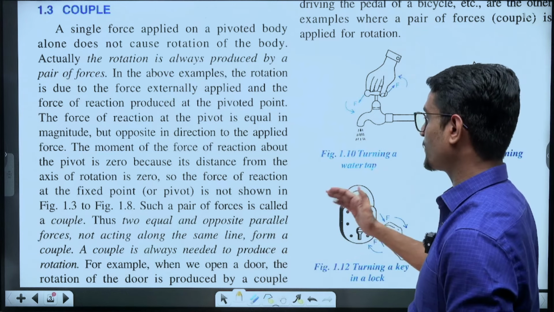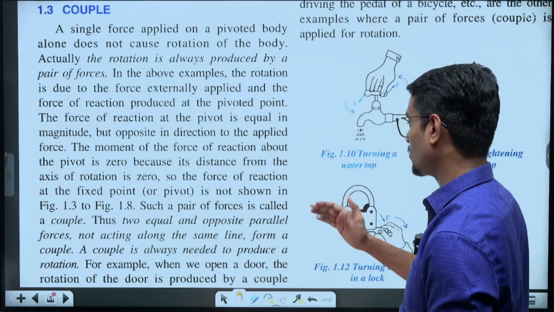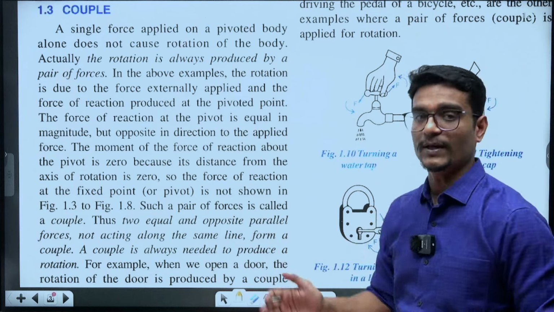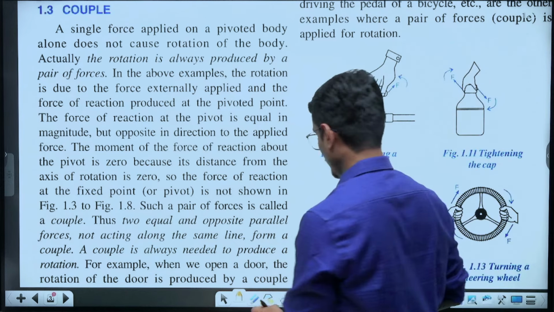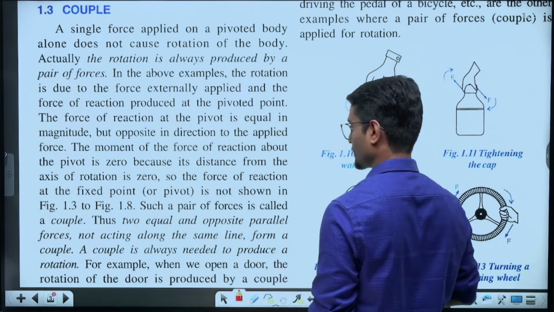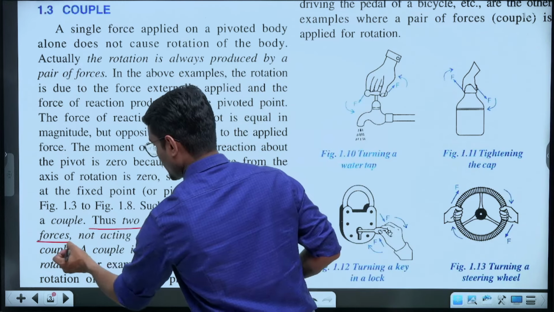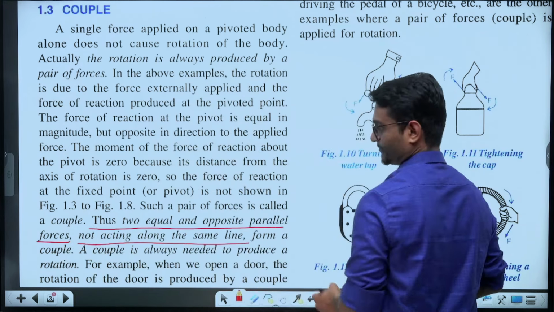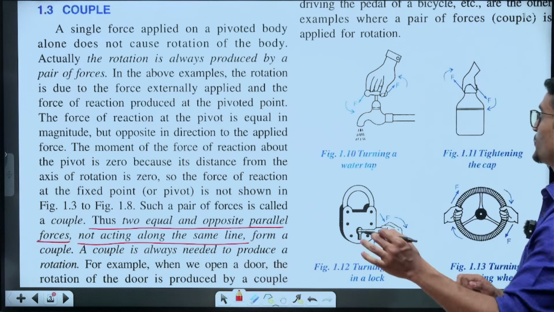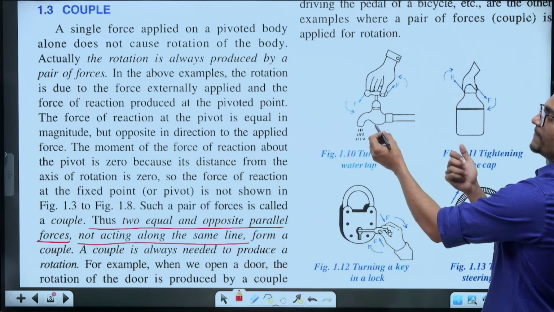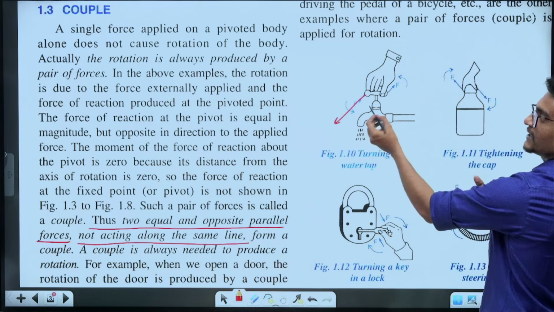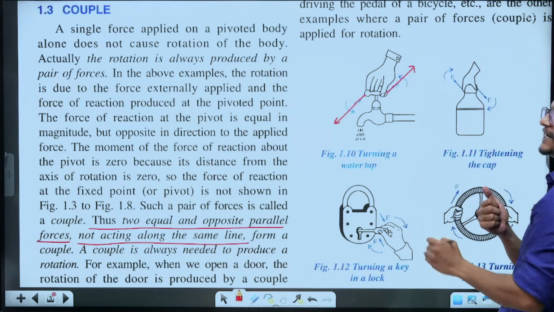Thus, two equal and opposite parallel forces not acting along the same line form a couple. It means that if you have two equal and opposite forces which do not act along the same line, it constitutes a couple. You can see if there is a tap, one force is acting here while the other force is acting here. They are not along the same line.